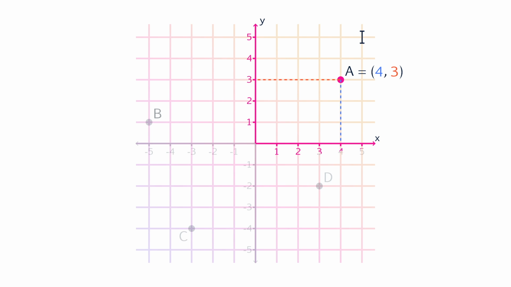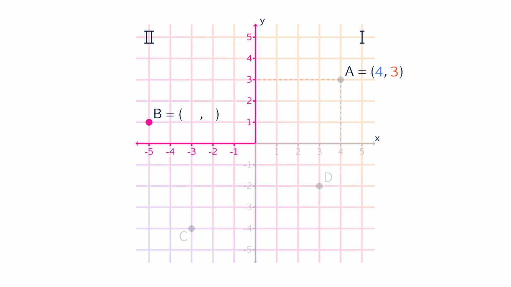Now, let's consider point B in the second quadrant, which is the top left quadrant. Quadrant 2 is defined by negative values on the x-axis and positive values on the y-axis, which means that the first coordinate of point B is negative and the second coordinate positive. The nice thing is, you basically use the same method as for the first quadrant. The value of the first coordinate is read on the x-axis.